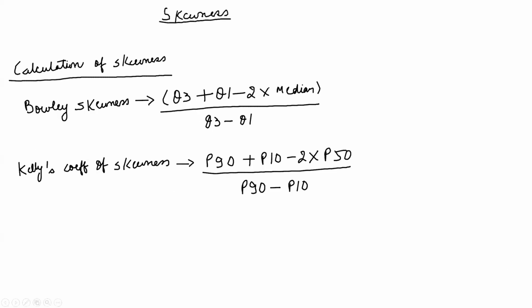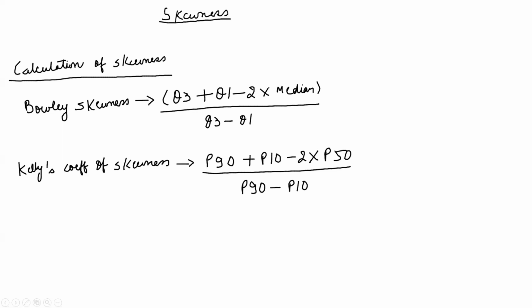Next is Bowley's skewness. Bowley's skewness is Q3 plus Q1 minus 2 multiplied by the median, divided by Q3 minus Q1, where Q3 represents the third quartile, which is the 75th percentile, Q1 represents the 25th percentile, and the median is the median. So this is how you can calculate Bowley skewness. It is helpful when you have a non-normal distribution of data with outliers, because it's based on the interquartile range. So whenever there is an outlier, you can go for Bowley's skewness.